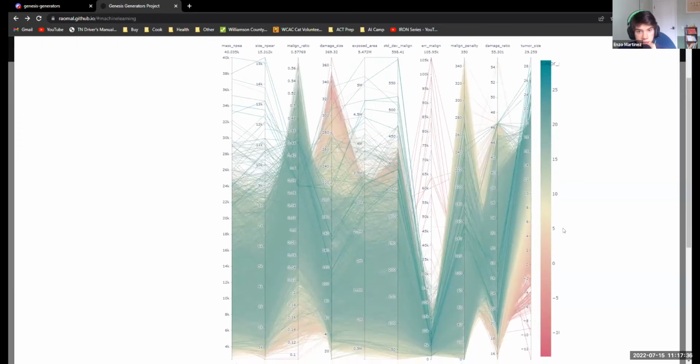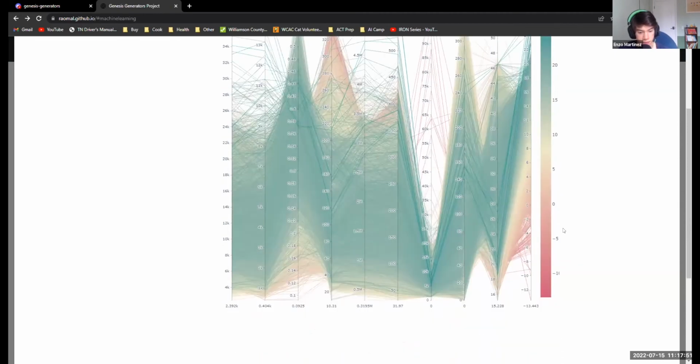The next graph is a parallel coordinate chart, which shows how each variable changes as the tumor size increases or decreases. The green lines indicate an increase in tumor size, and the red lines indicate a decrease in tumor size.